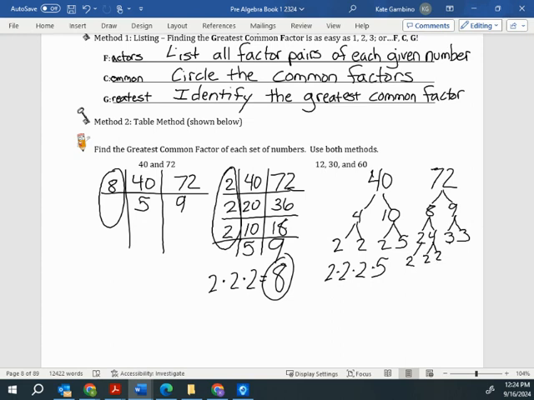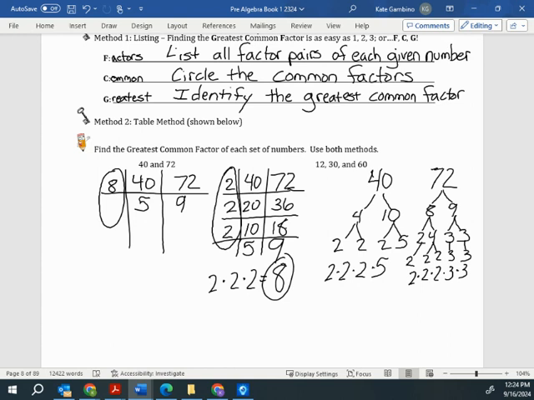Can I break my 3 up any farther? Oh, it's prime. Can I break that 3 up any farther? Nope, that's prime. So I'm just going to carry it down. See how it's kind of looking like a Christmas tree? Getting all the way down to the primes. So now, my prime factorization for 72 is 2 times 2 times 2 times 3 times 3.